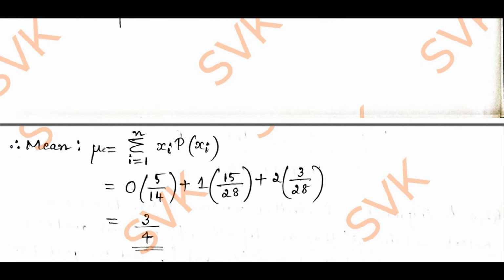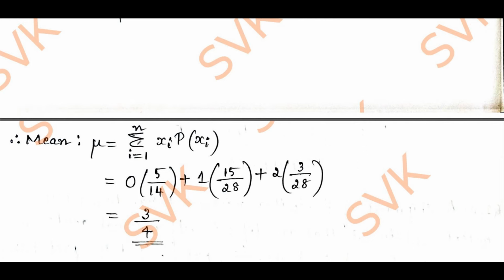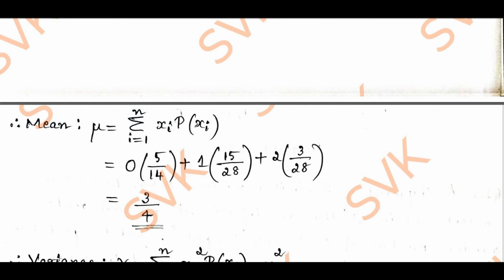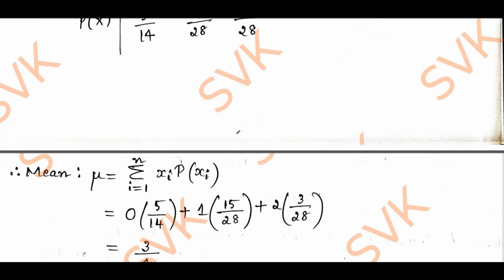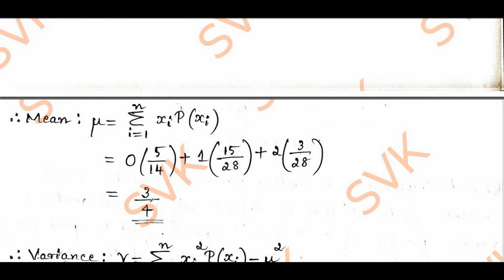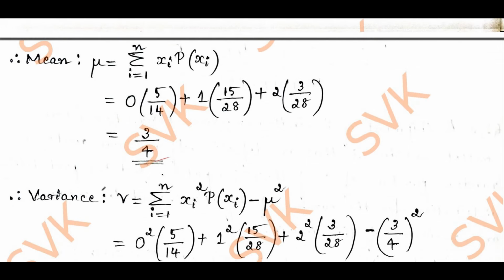Solving this, the mean will be equal to what? We require to find the mean and variance. We know the mean is given by the sum of xi into p of xi. So 0 into 5 by 14 plus 1 into 15 by 28 plus 2 into 3 by 28. Having simplified, we are going to get 3 by 14.